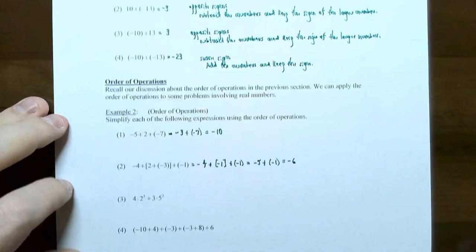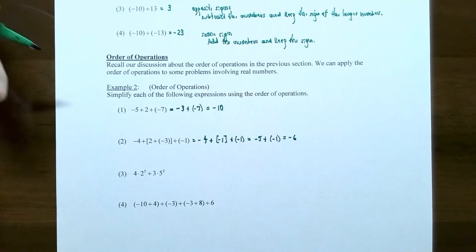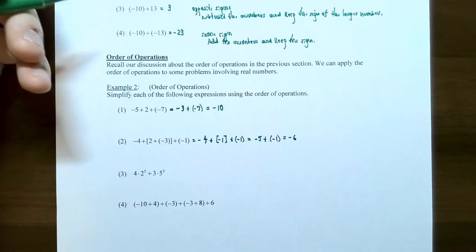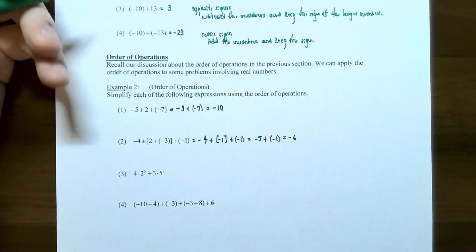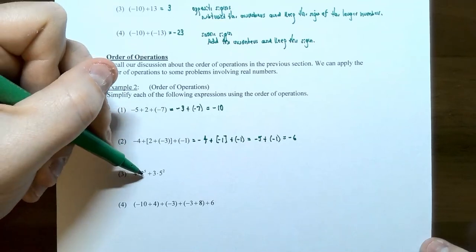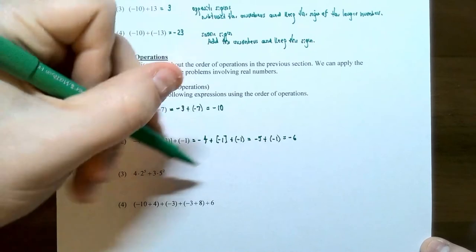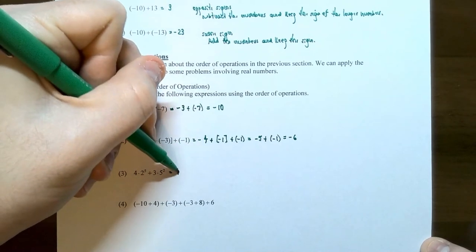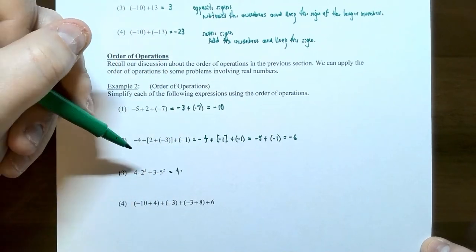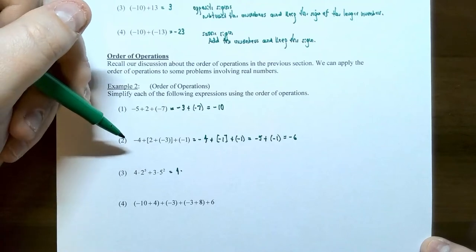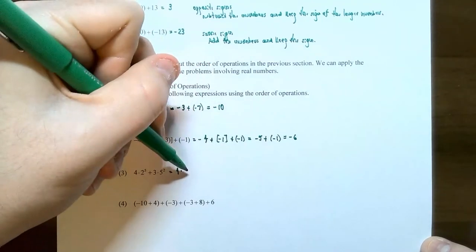Okay, number 3. There are exponents involved, so let's make sure we do exponential expressions first. You have 4 times 2 to the 5th power plus 3 times i squared. So 2 to the 5th power is 2 times 2 times 2 times 2 times 2. You have five 2s all together. That gives you 32.